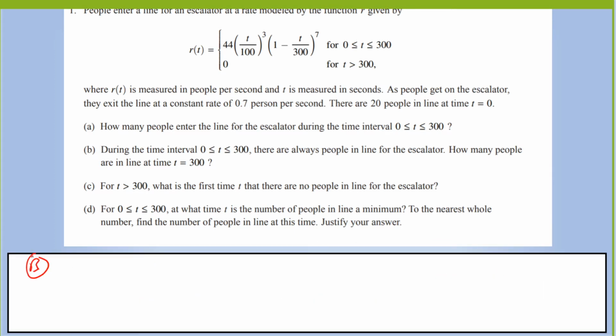Part B. During the interval from 0 to 300, there are always people in line for the escalator. I want to know how many people are in line total at the time t equals 300. Okay, I didn't highlight this last time because we didn't need it last time, but there were already 20 people in line at t equals 0.